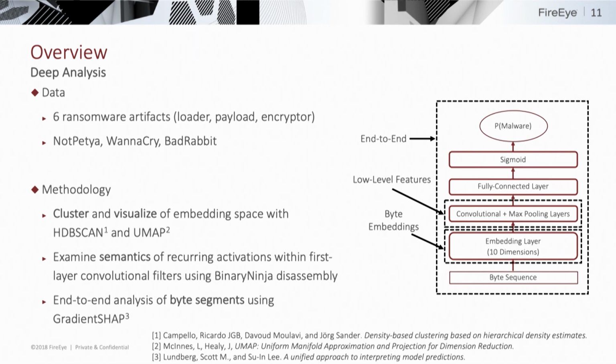So the first thing we're going to do, methodology-wise, is examine our embedding layer and see if it gives us any hints at what the model might think is interesting in the data. We're then going to move up to that first convolutional layer and look at those places where the activations were that we just talked about at a broad level. But this time we're going to do Binary Ninja disassembly of all those areas to get context for what exactly the underlying semantics are for those activations.